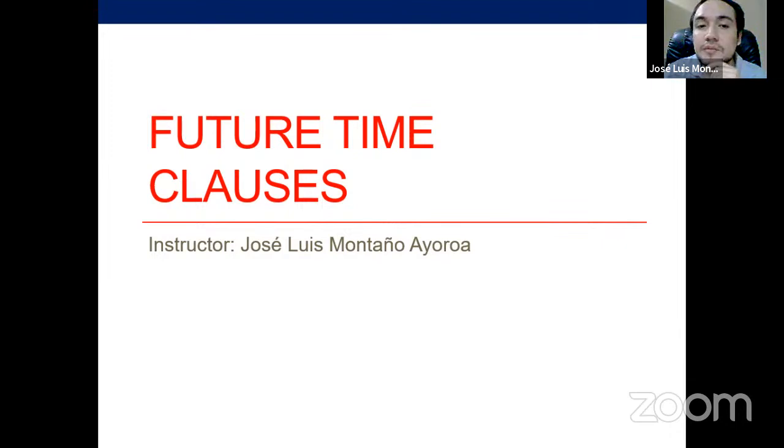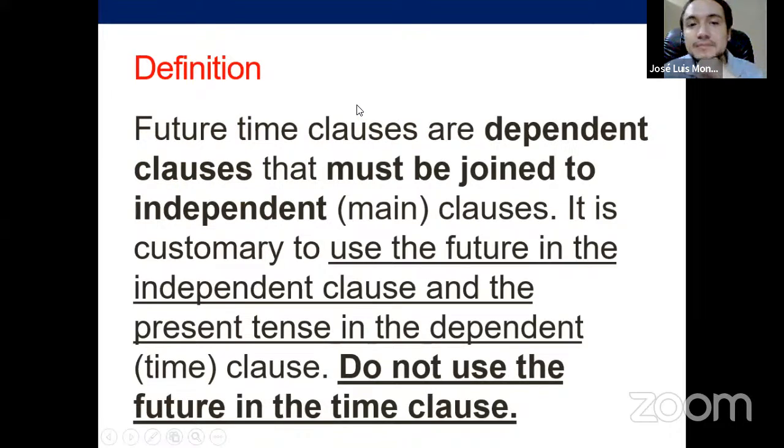All right, so let's start with the last lesson for this unit, that is future time clauses. Let me verify that the microphone is working well. Okay, it seems that it is okay. Then we may begin. It says, future time clauses are dependent clauses that must be joined to independent or main clauses. It is customary to use the future in the independent clause and the present tense in the dependent time clause. Do not use the future in the time clause.